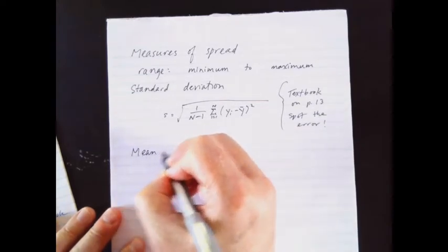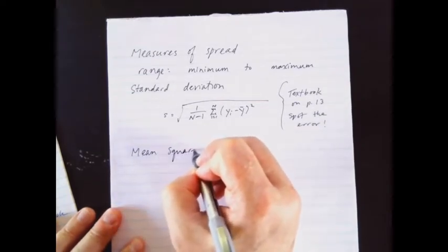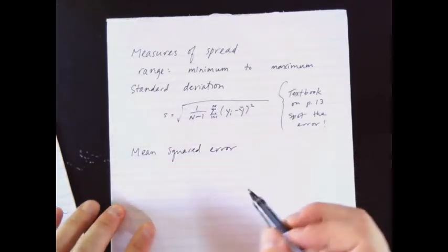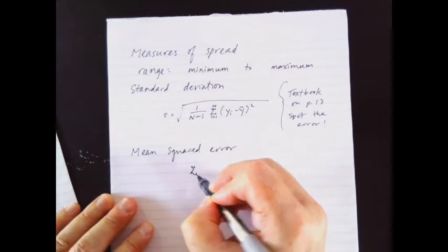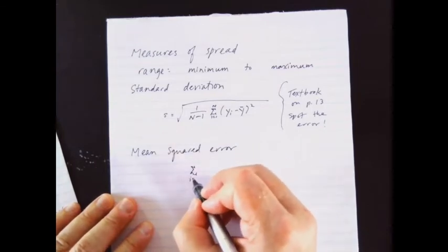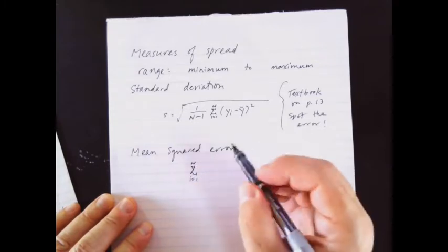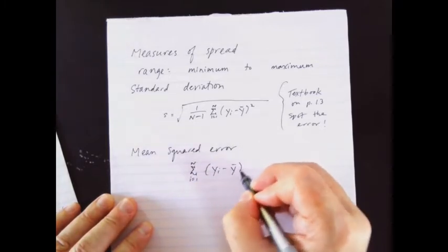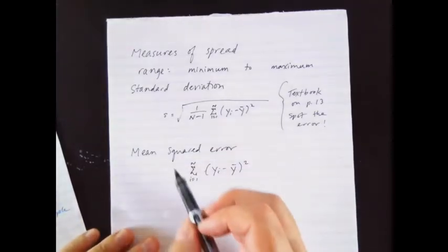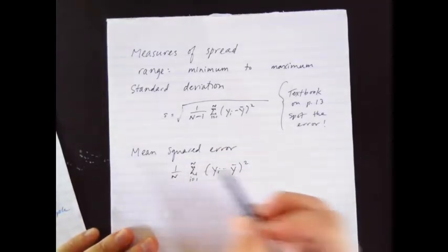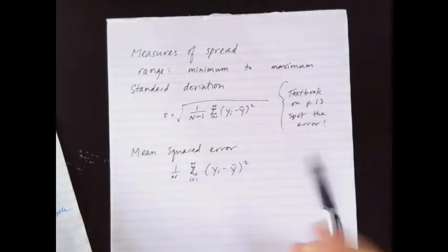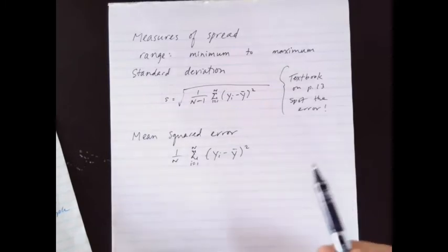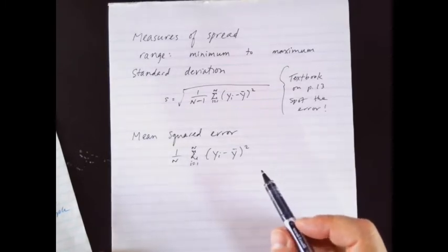Another measure of the spread is the mean squared error. And that's pretty similar to the standard deviation. So we have the summation of the error terms, and then we just take the mean of that. The mean squared error, we'll use this a bit, and it will appear sometimes, but it's not one of our main concepts that we use.